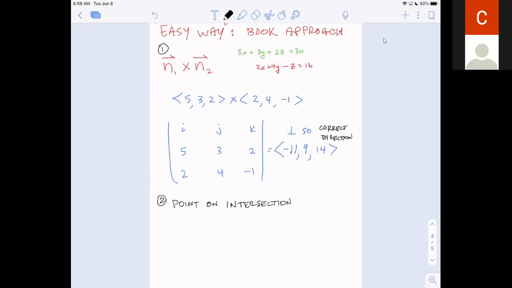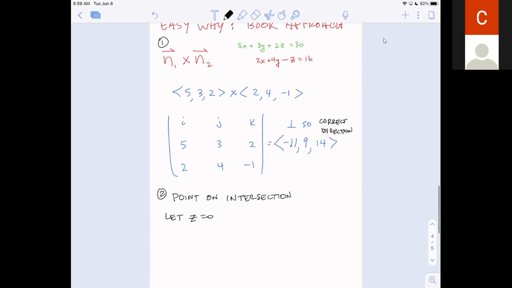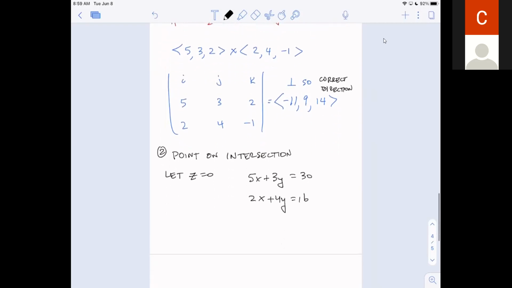But just to do it again, I'm going to quickly do this. Also because it's going to look different, I'm curious to see if you can see they're the same. This time I'm going to let Z equal 0, just because that's the only one I didn't pick before. So I'm trying to solve the equations 5x plus 3y equals 30 and 2x plus 4y equals 16. Maybe we'll get lucky this time. I'm going to have to multiply them both by something. I think I'll get rid of x. I'll make this a 2 and this a 5, and I'd like one to be negative so I can add them.